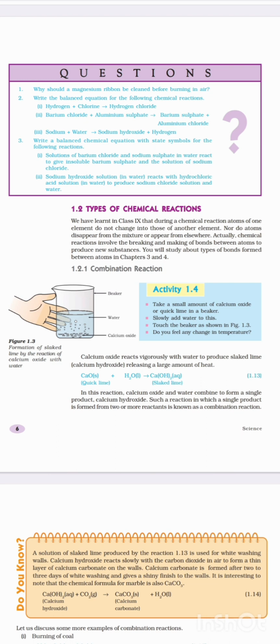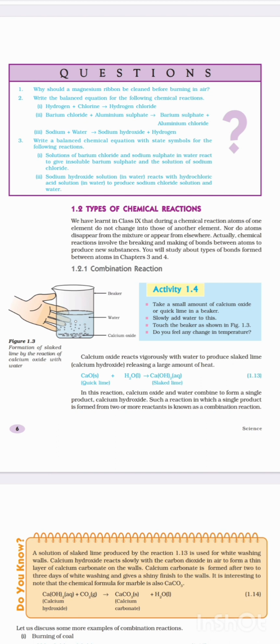Like for example, see activity 1.4. Take a small amount of calcium oxide or quicklime in a beaker. Calcium oxide: calcium Ca and oxide O, so CaO. It is also known as quicklime. Slowly add water to this. Touch the beaker as shown in the figure. Quicklime, that is CaO, plus water.